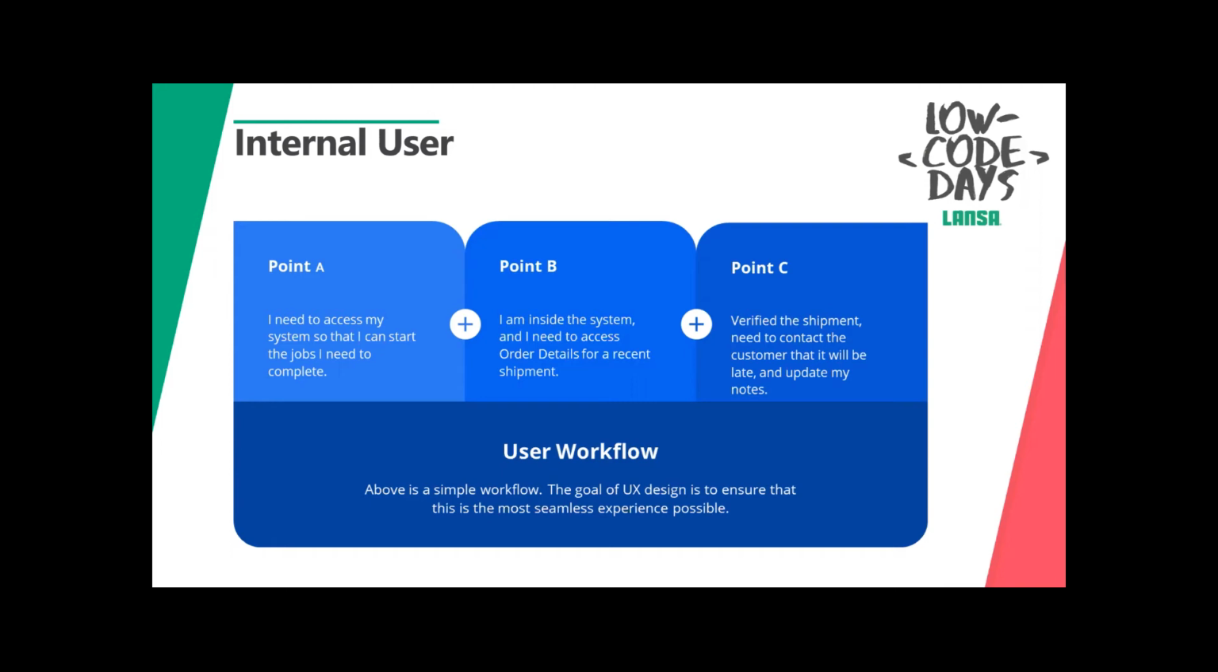But back to the user workflow. So point C, I've verified the shipment and now I need to contact the customer that it will be late and update my notes. So again, this goes back to how do we make this all a very seamless experience? How do we really wrap these things together with one another so that me as an end user, I don't have to go back and forth between different views.